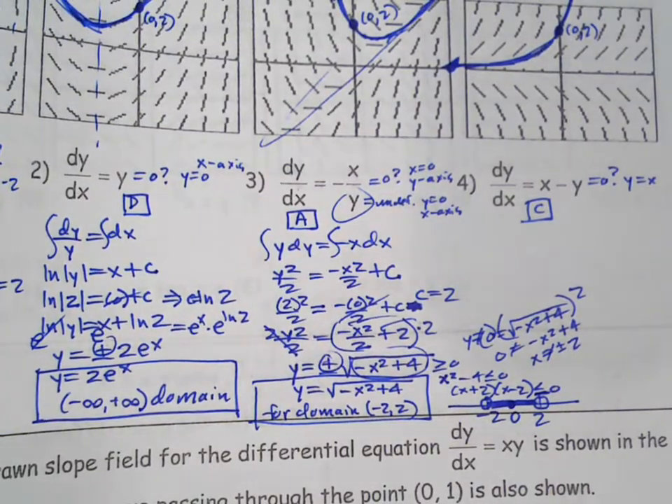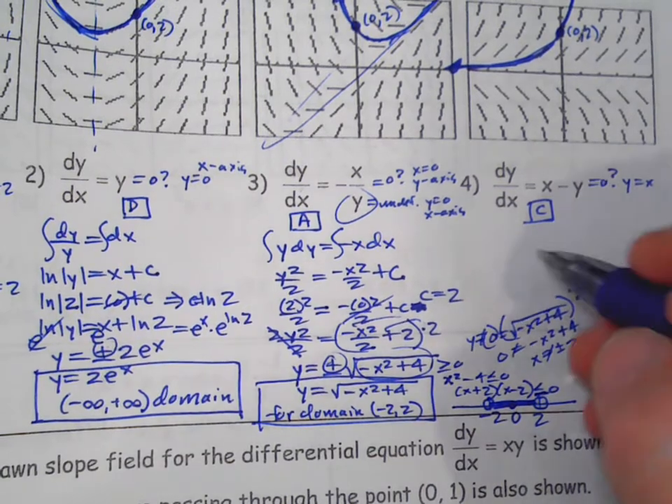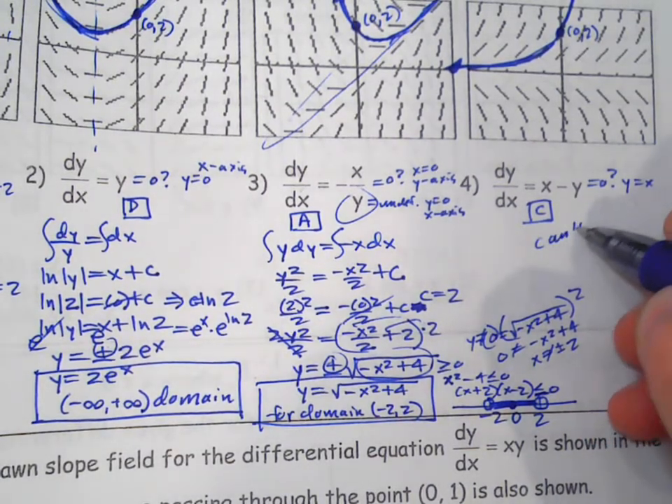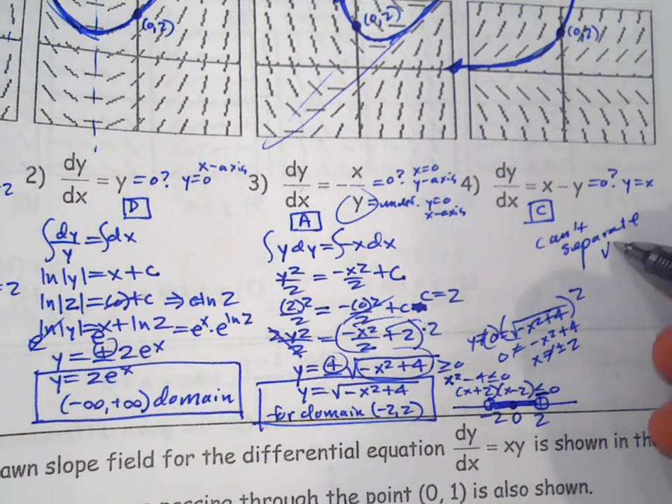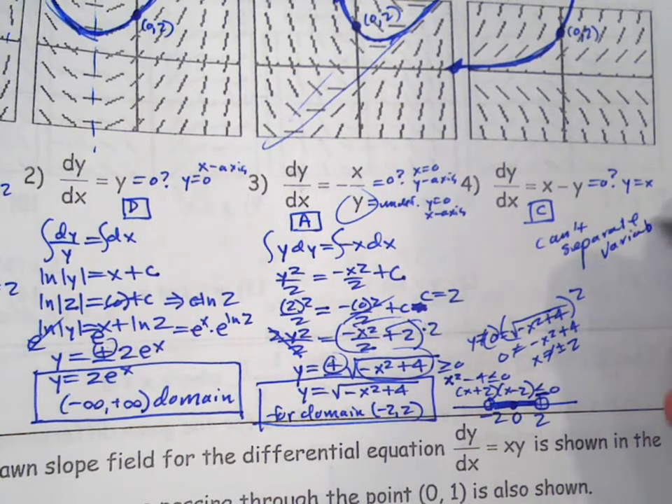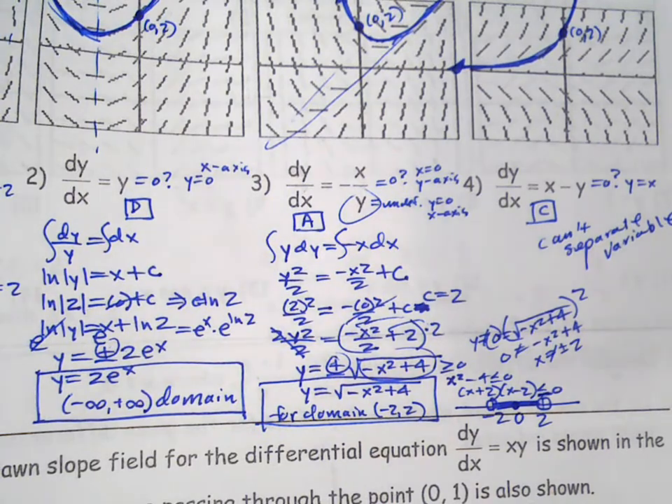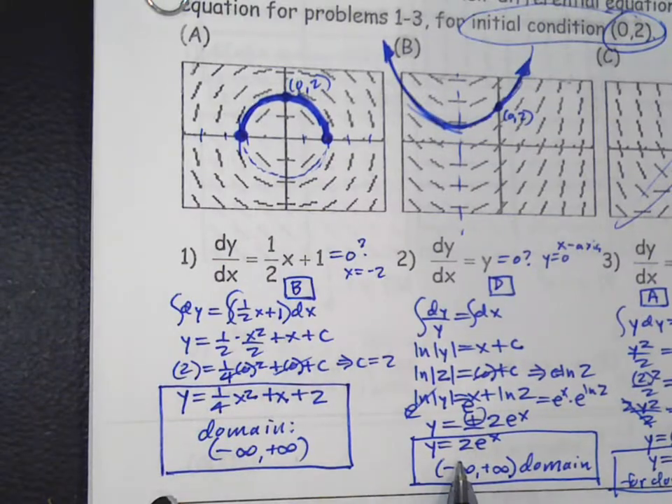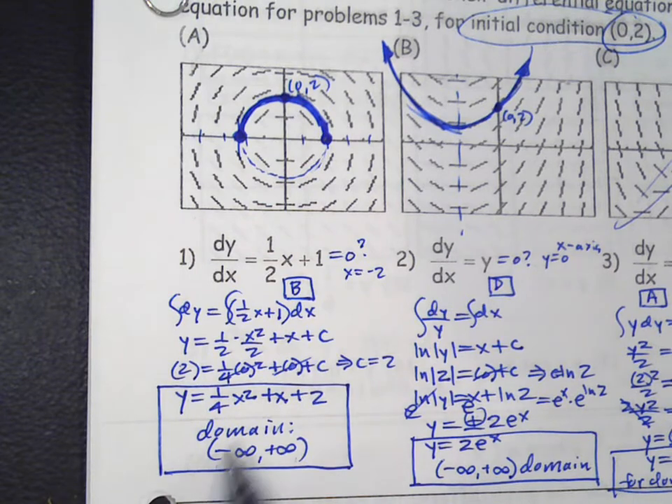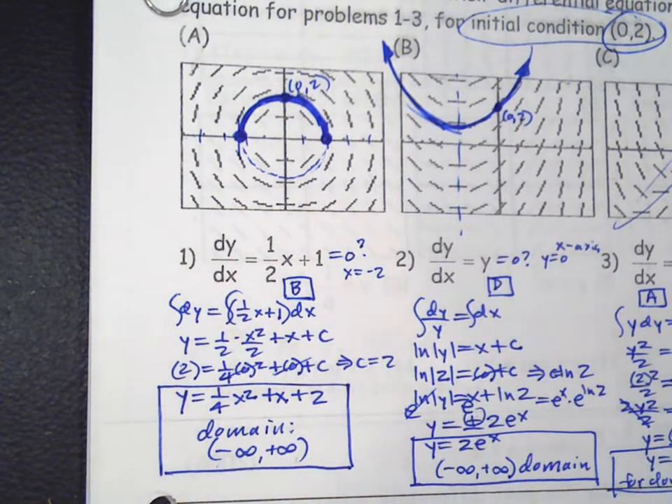Now, number 4, I told you not to do it because we can't separate the variables. So don't worry about it. Now, these all make sense. This looks like the top half of a circle. This looks like an exponential, right? A positive exponential. This looks like a parabola opening upwards. So the solution should totally make sense.